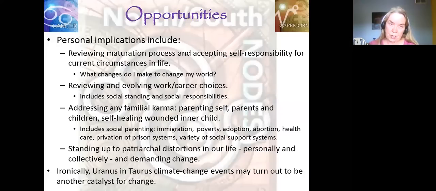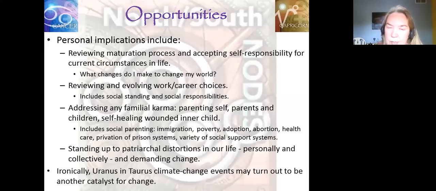So, opportunities. What does it mean back to us on very personal levels? This is where, again, we review the maturation process in our life. Where do each of us need to grow up, regardless of what our chronological age is? How do we accept responsibility for whatever the current circumstances are in our life? What are the changes I need to make in my world? How do we review and evolve any of our work and career choices?